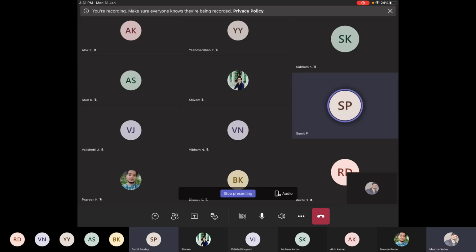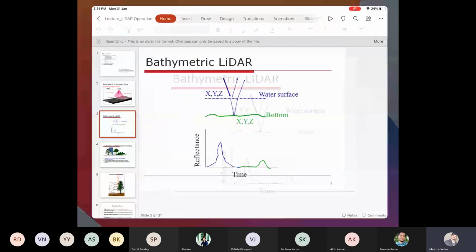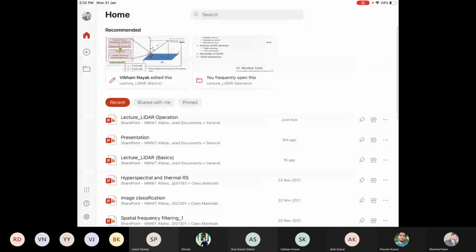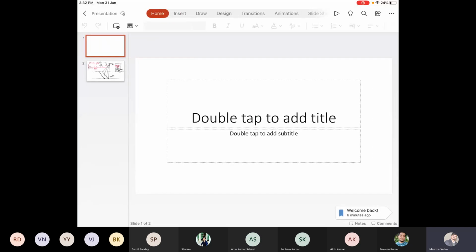Please mute. Arun, could you please unmute? Would you like to respond to this query? Sir, as we know, the reflectance we get from the water is not enough because of the NIR band, 0.7 something to something. Okay. So all of you, please see it very carefully.